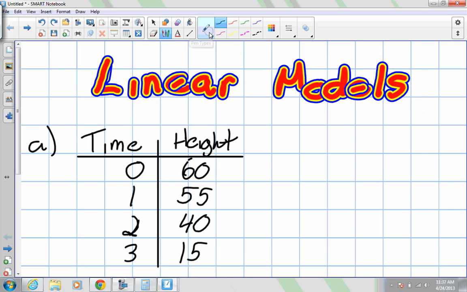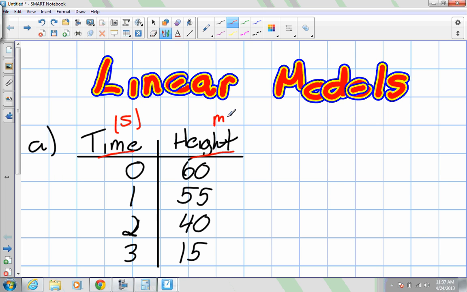Okay, we're looking at linear models, and specifically we're going to go over using first differences to determine if something is linear or not linear. The very first thing we need to do is establish what is our independent and dependent, otherwise known as x and y axis. Okay? So let's say we're dealing with something, time and height. That's all the information they've given us. Time is in seconds, height is in meters.